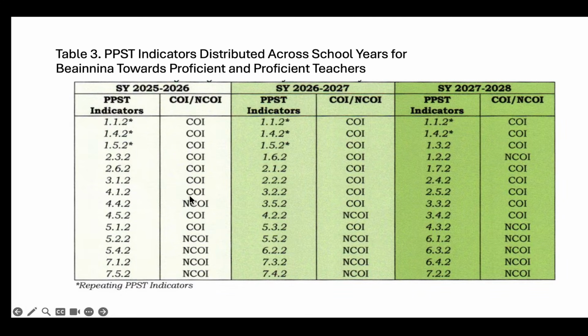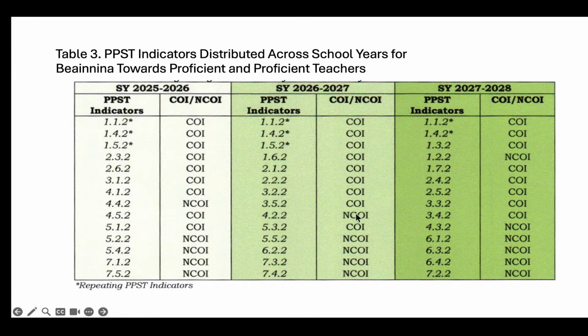Just to give you an idea, the classroom observable indicators will be measured by your classroom observation or demonstration. For this school year, you will do it twice, for first grading and second grading, and then third grading to fourth. But for non-classroom observable indicators, you are going to use MOVs. So there will be means of verification that you have to present. All right, so there is a difference now.